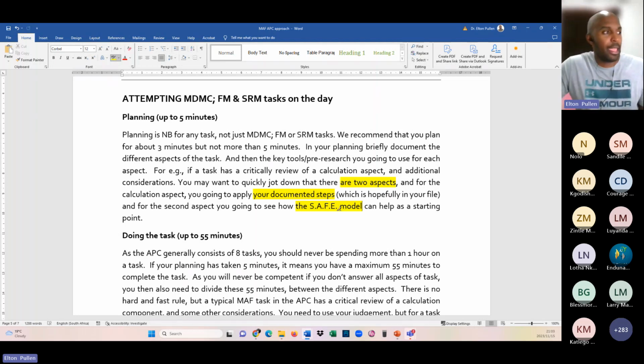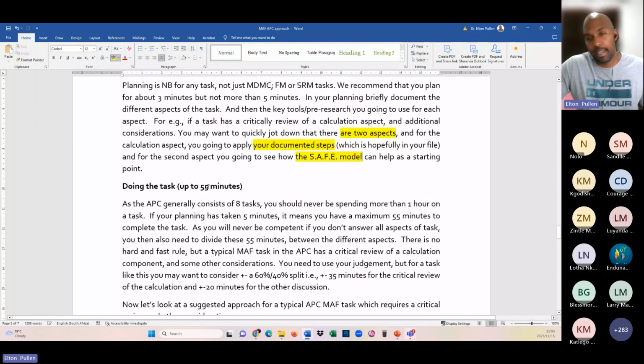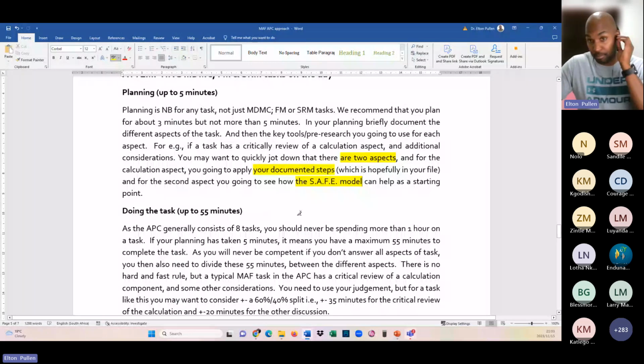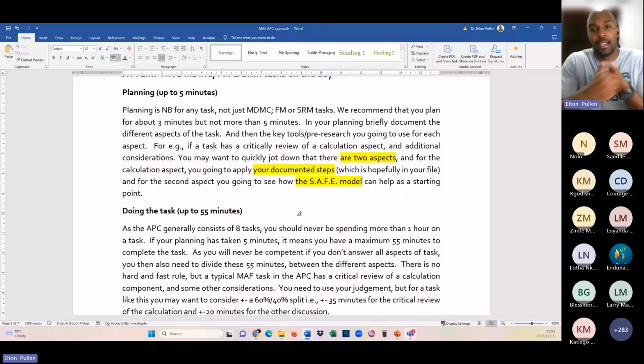Okay, then there is doing the task. So I say up to 55 minutes, because you only have an hour. You can't go beyond it. Because remember, competence is addressing all the aspects and covering the crux of each aspect.